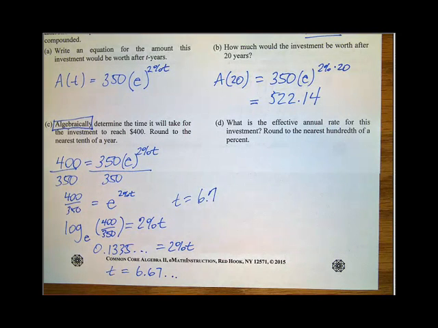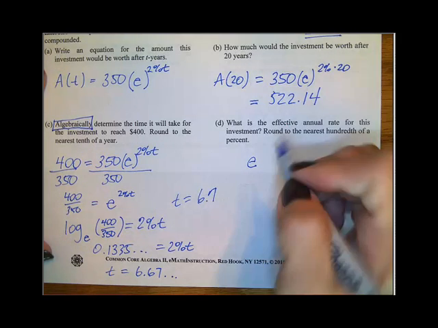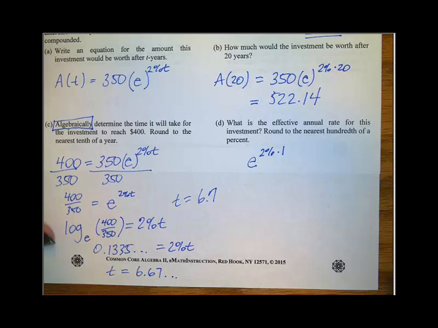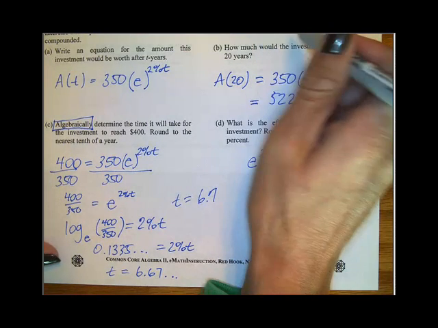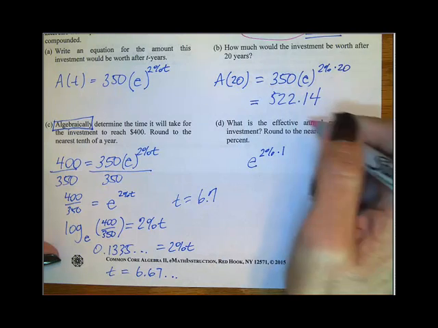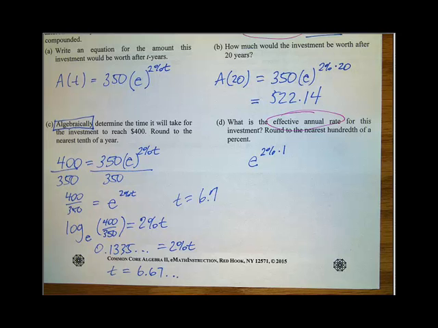Part D, what is the effective annual rate for this investment? And round to the hundredth. So effective annual rate, we have to find it over 1 year. So we're doing our e, our base, raised to our percent, 2% of 1 year. So again, this was our nominal rate in our problem that they gave us. We're looking for the effective annual rate. So that's what did we make on the money.